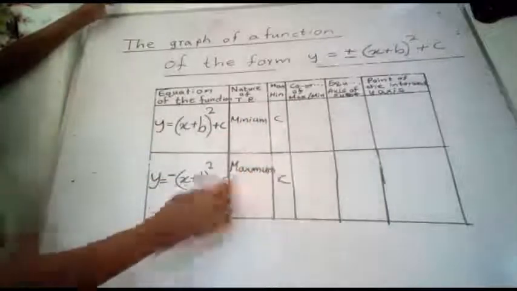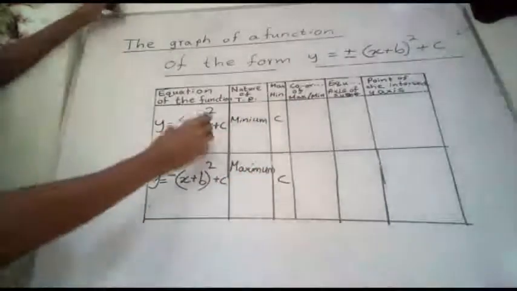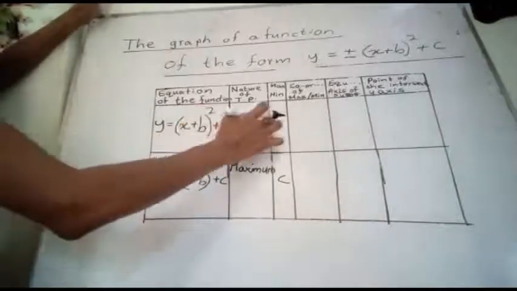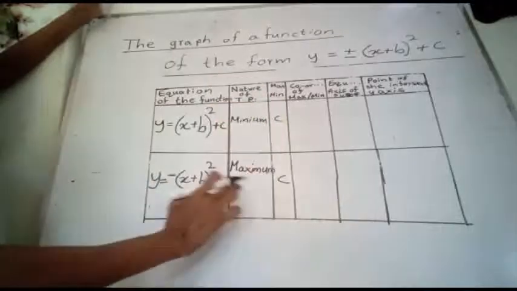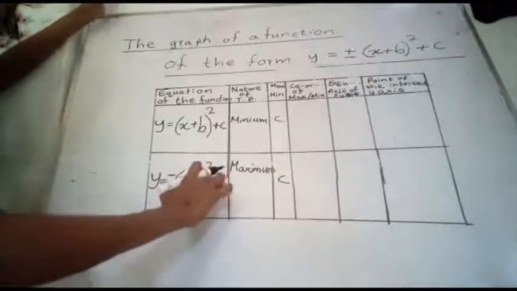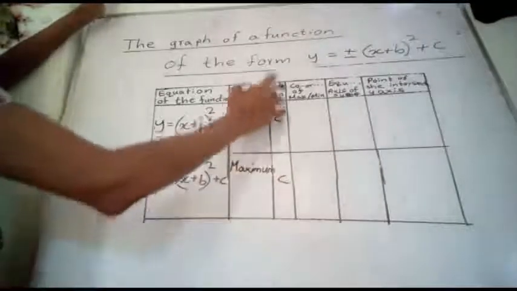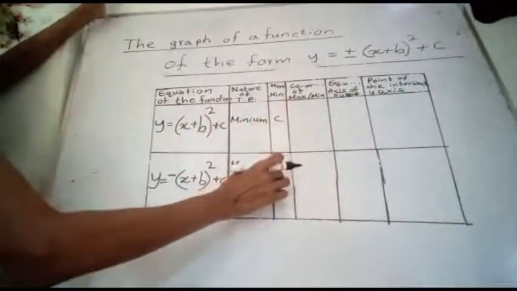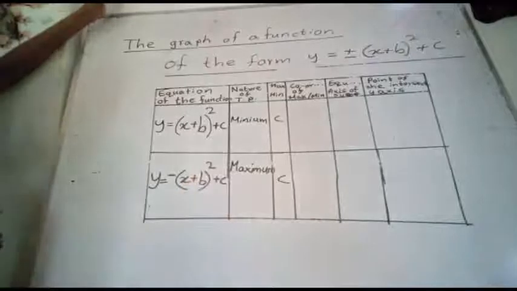Here c. The sign is on this side. Here the sign is negative, so we can put the negative sign here. If the sign is positive, then we can write positive c. If the sign is negative, the value of the maximum or minimum point is negative.